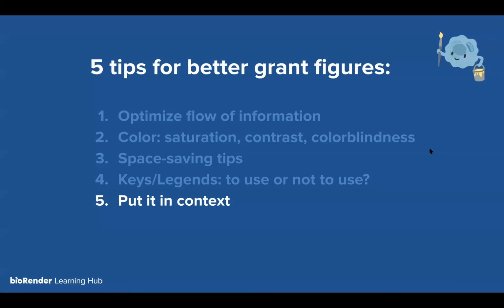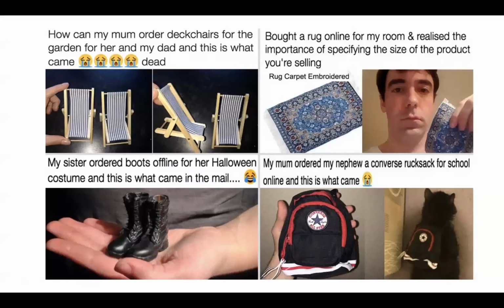So the final tip here is to put it all into context. I try to think of an analogy for why this is so important. I don't know if you've seen this before online, but I think it's hilarious when people buy things on Amazon or online and they think they're getting a huge deal because it's super cheap compared to the alternative products. And then when it arrives, it's actually a miniature doll-sized version of it.